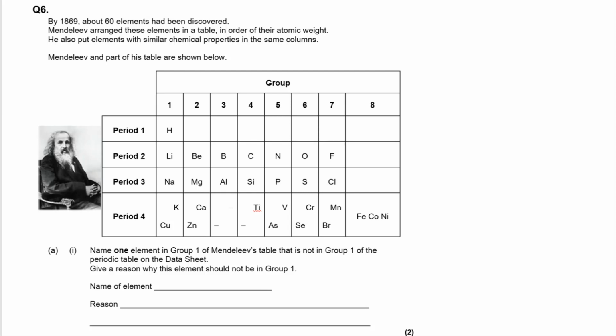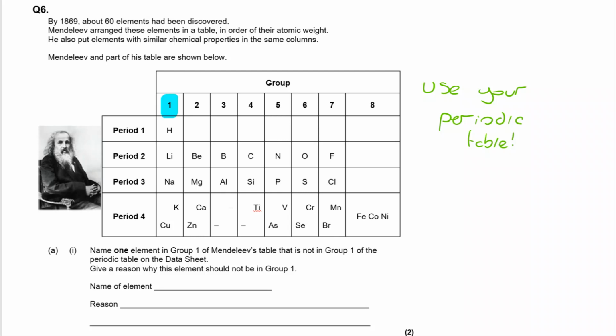Name one element in group 1 of Mendeleev's table that is not in group 1 of the periodic table on the datasheet, and give a reason why it isn't. So you really do need to be looking at the periodic table provided when you're answering this, just to make sure you are absolutely clear on what you need to do. So have that with you, have it clear and visible as you're answering the question. We're interested in group 1.